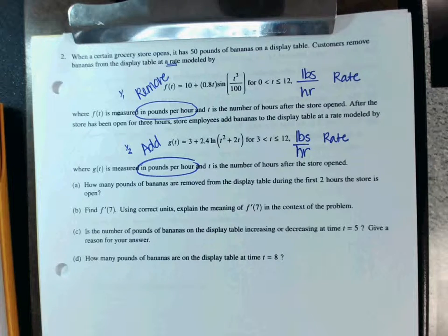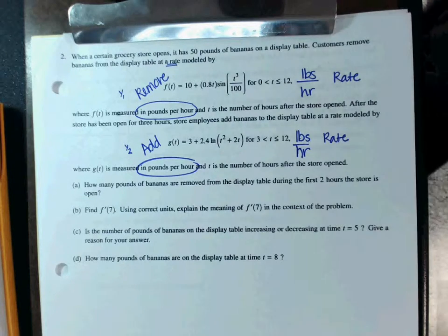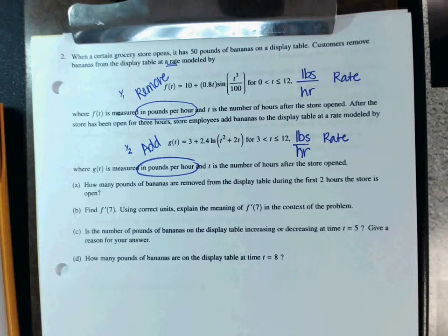Okay, what are we doing in part A, Elizabeth? How many pounds? Don't plug into that, that'll give you pounds per hour. What do you want? The number of pounds. So if this is pounds per hour and you want to know how many pounds, what do you need to do? Derivative would be pounds per hour squared. So no, you need to do an integral. If you're going from pounds per hour to pounds, that's an antiderivative.